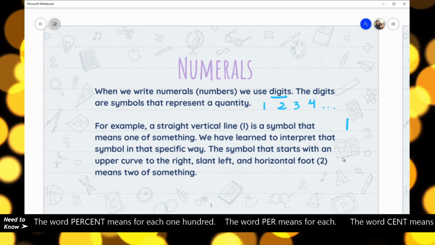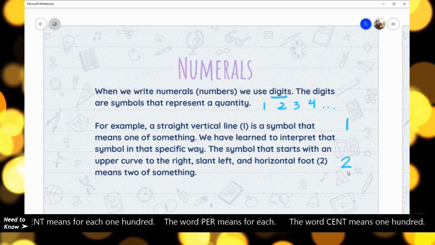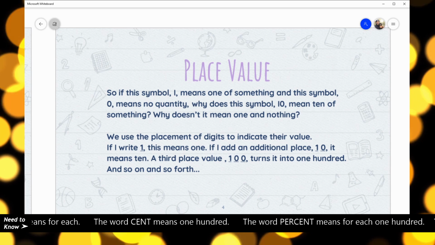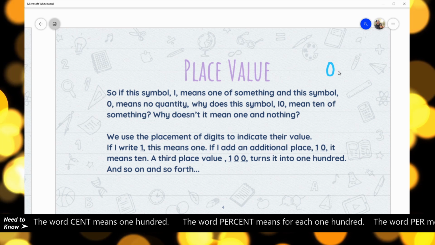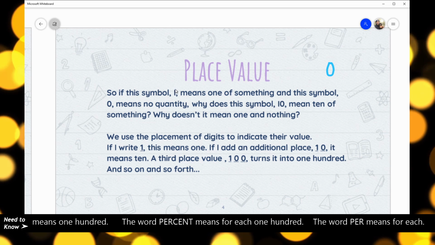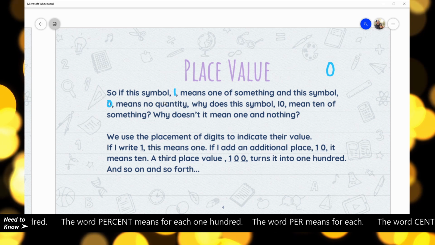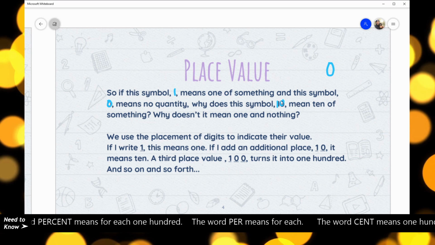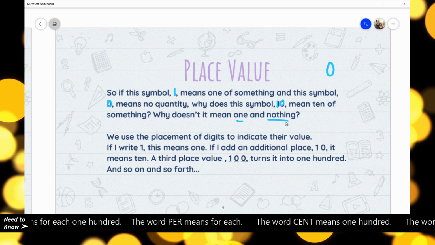When you see this symbol that starts with an upper curve, slant left, and has a horizontal foot, you interpret this symbol as two of something. So let's talk about the symbol that looks like this. When we see that symbol, that means nothing, no quantity. So if this symbol right here, that straight line, means one of something, and this symbol right here means no quantity, why does this symbol, the 1 and the 0, mean 10 of something? Why doesn't it mean 1 and nothing?